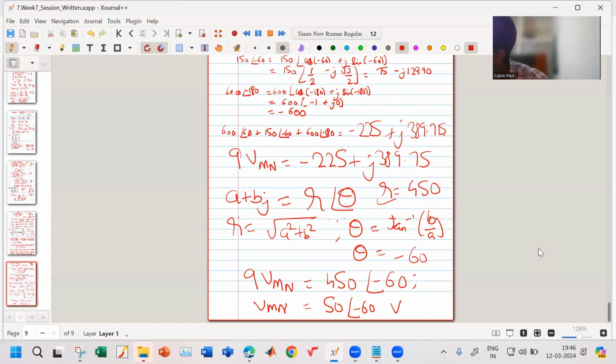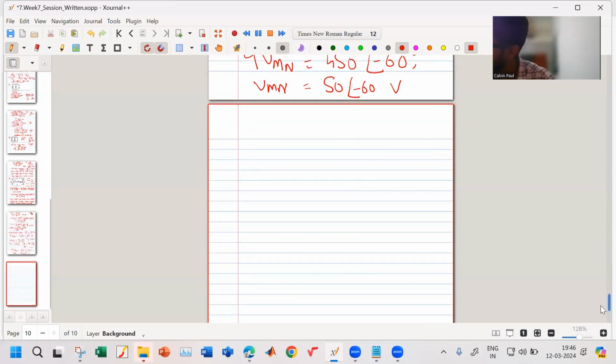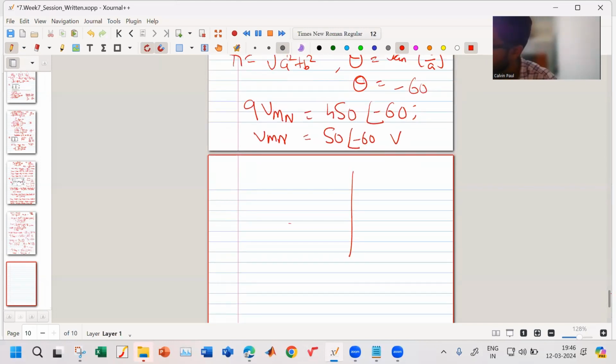Because if you see your polar plot, this is your plot. Minus 60 is this, and 120 is this. So am I at this point or am I at this point? How will I know? Sir, depending upon the sign of A and B, sir.